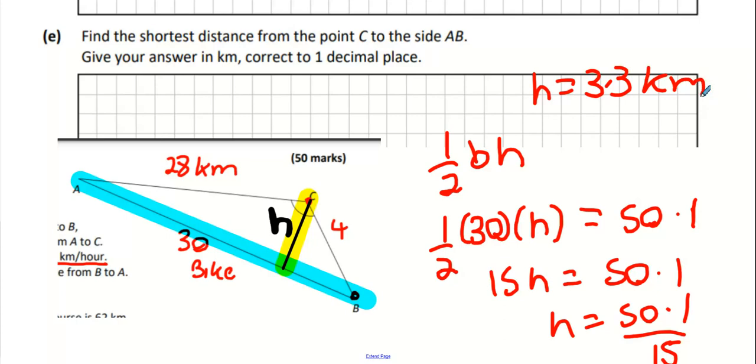Once again, verifying with the notes here, and yep, we've got that one right. It is in fact 3.3.